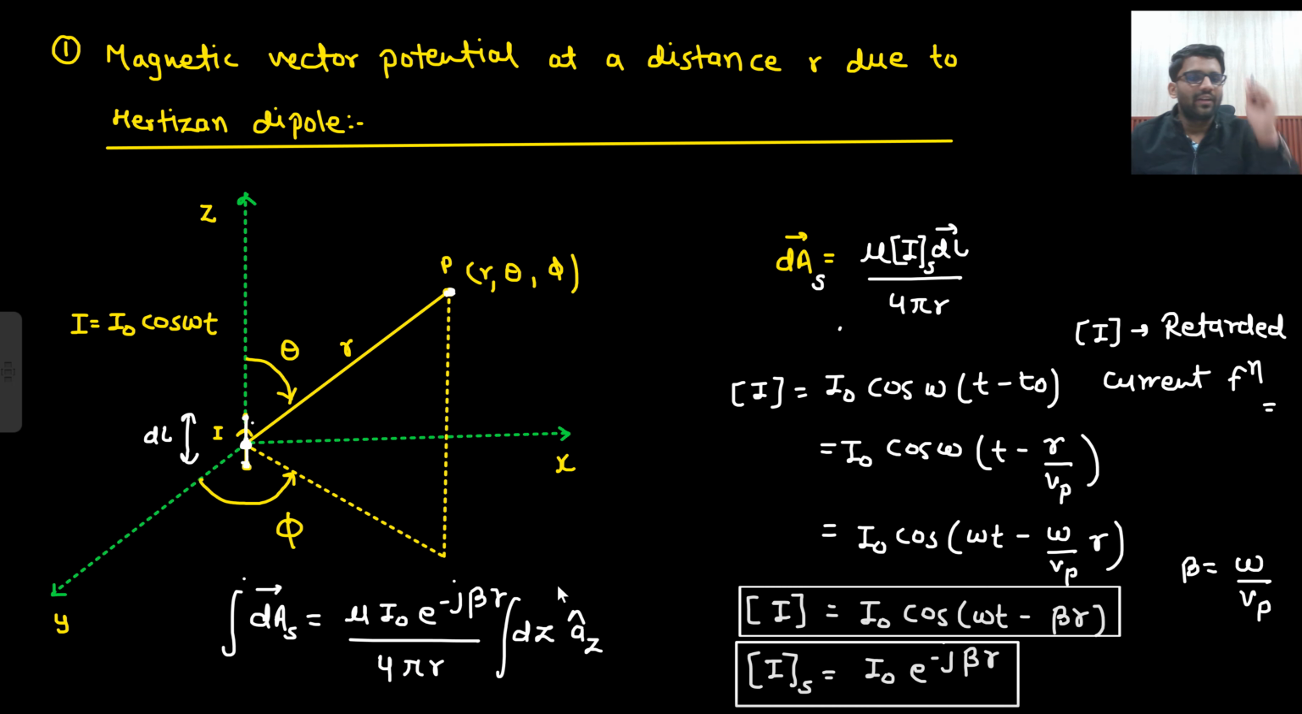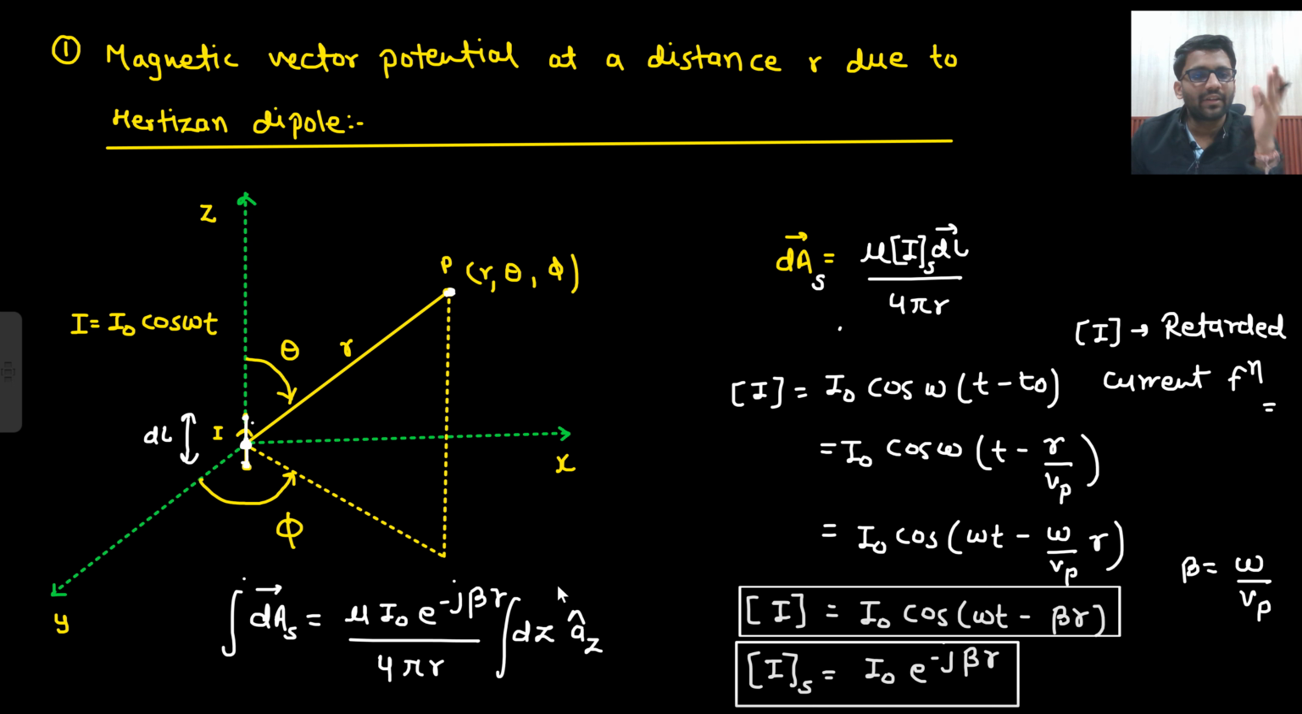So first we wrote down the magnetic vector potential, mu upon 4 pi r. This is the formula that we have studied. But here the current we will write down is the retarded current function. Why is that so? Because at a certain time you will be writing down a magnetic vector potential, and that magnetic vector potential you would have got because of the current from some time before. So that earlier current I need to write, which would be t minus t naught.